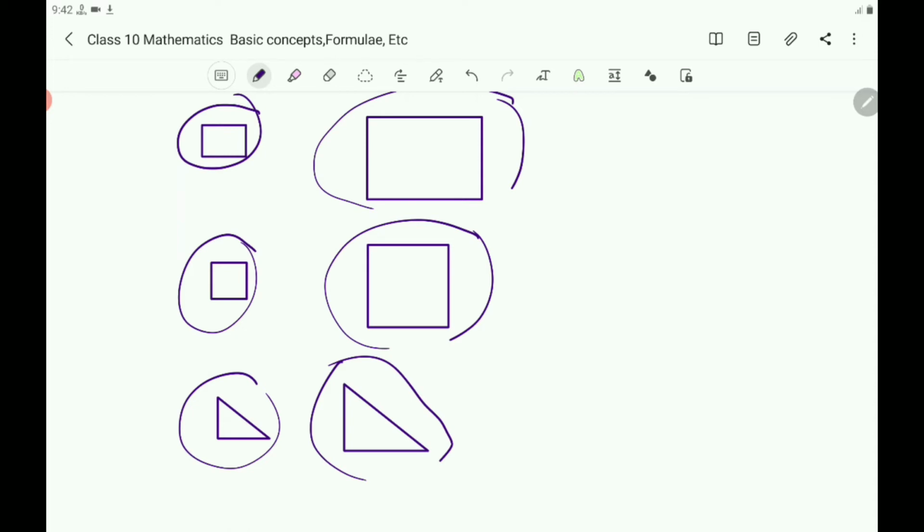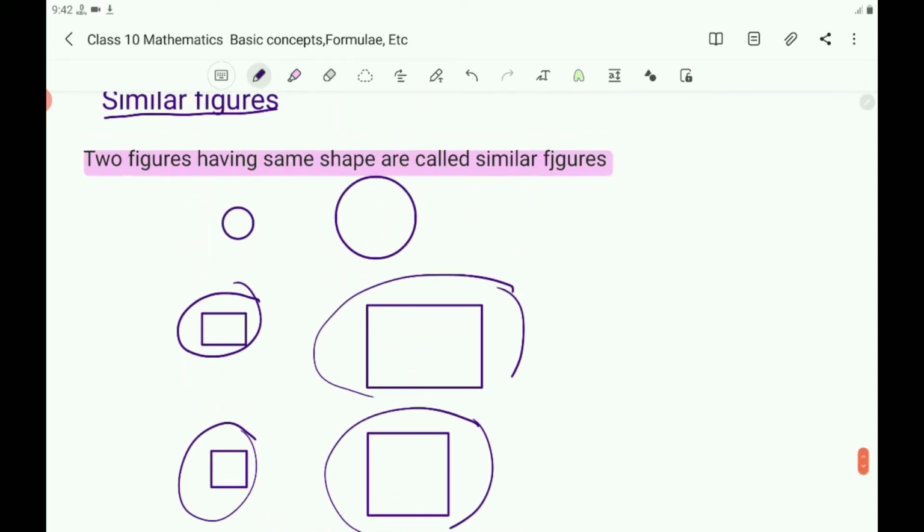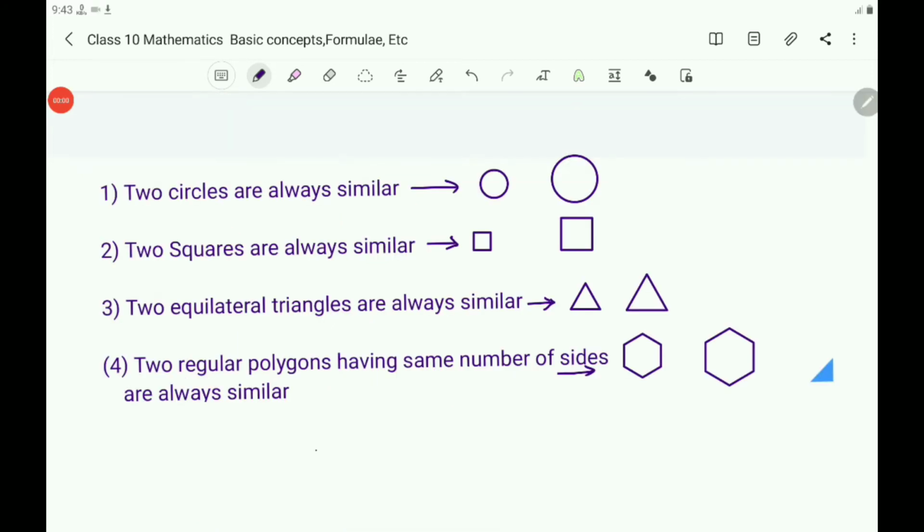And also you can observe that the congruent figures are always similar. Congruent figures are always similar because they have the same shape. All congruent figures are similar figures, but similar figures may not be congruent.